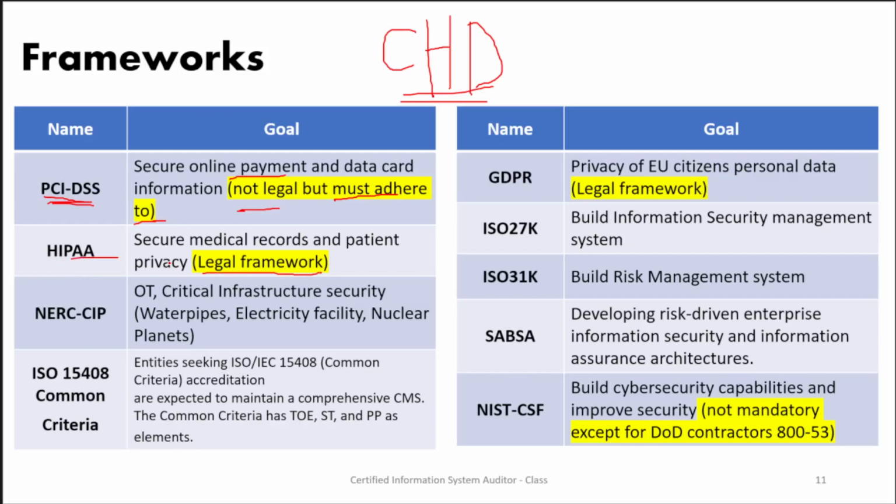HIPAA is a legal framework and it is about securing medical reports, and it cares about PHI, or personal health information. We have also GDPR, which is related to European citizens' personal data, and it is a legal framework that deals with PII. Also, we have the NIST critical success factor, and it is not mandatory except for Department of Defense contractors in the United States. So if you want to work with the Department of Defense as a contractor, your organization should comply with the NIST critical success factor standard. So here I'm just describing the key frameworks that you need to care about.